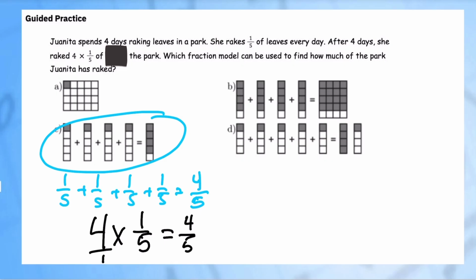All right, that's it for today's lesson. I hope that made a ton of sense. We're going to do more practice with this. I love representing fractions in this way. So as you're practicing, keep thinking, how many groups do I notice? And how can I represent that mathematically with a multiplication sentence?